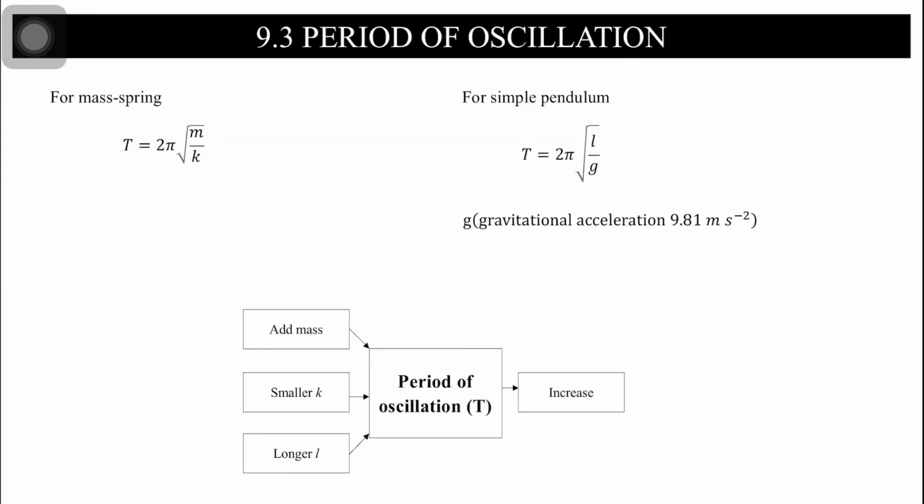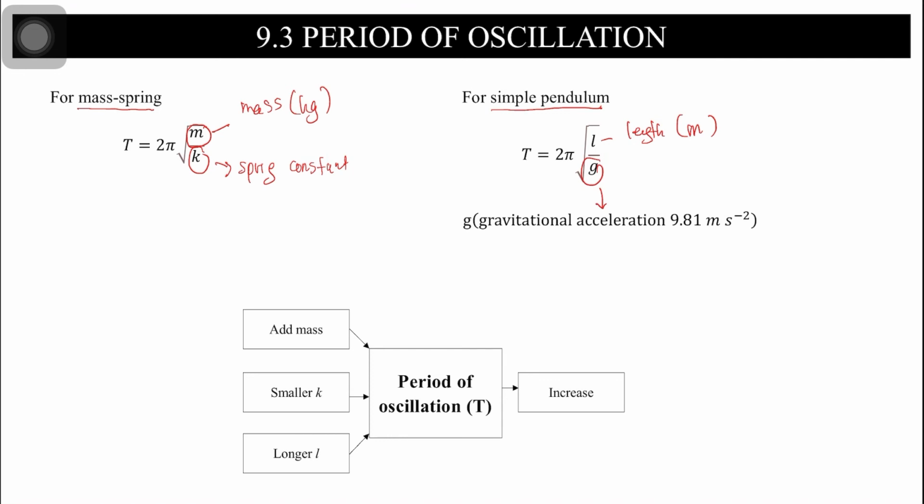Okay, and lastly is 9.3, which is about the period of oscillation. So we have two periods, don't confuse them: one for the spring and one for the simple pendulum. How do we know which is the spring? We have k, where k is the spring constant, and m is the mass. The unit must be kg, as we must use SI units. Then for the simple pendulum, we have L as the length, its unit is meter, and g is the gravitational acceleration, 9.81 m s^-2. The period's unit is second.